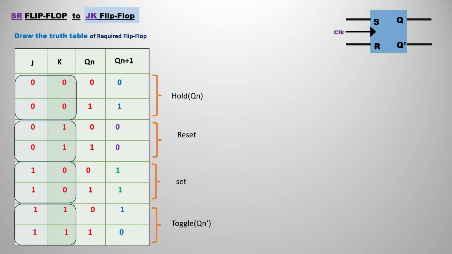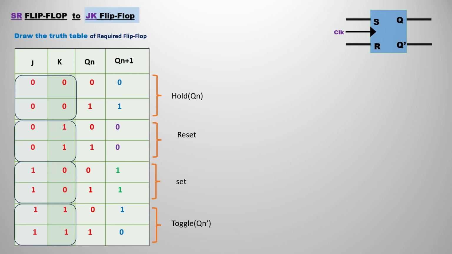The first step is to draw the truth table for the required flip-flop. Here the required flip-flop is the JK flip-flop, the circuit we are building, so we draw its truth table. If you don't know about the JK flip-flop, I am giving the video in the description box. Please check it out, because these truth tables are very important for this video.